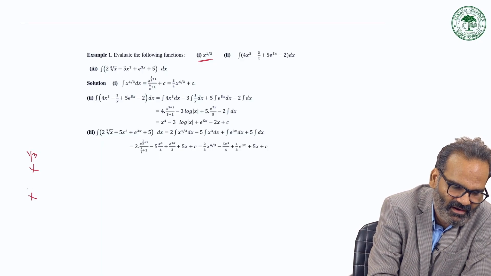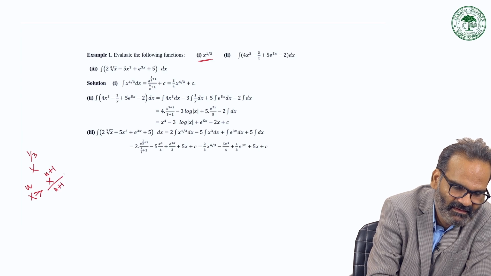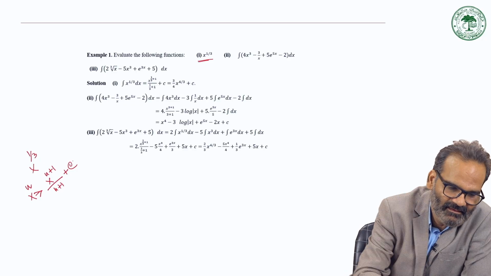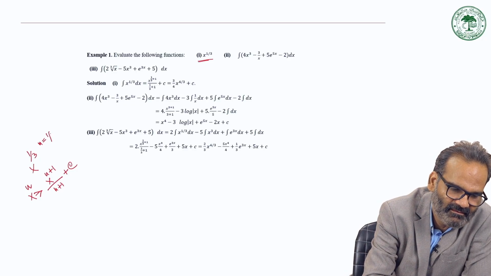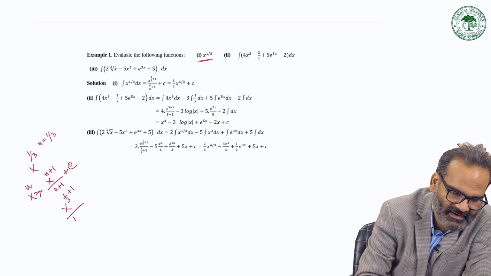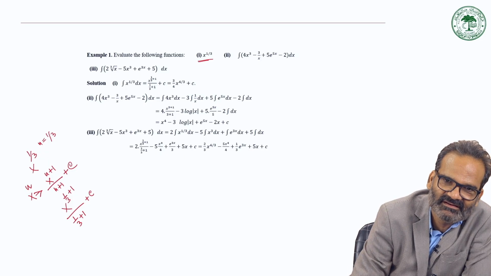We know the formula for the integral of x^n is x^(n+1) upon n+1, plus c. Here, what is the value of n? Here n is 1/3. So its integral will be what? x^(1/3 + 1) divided by (1/3 + 1), plus a constant.